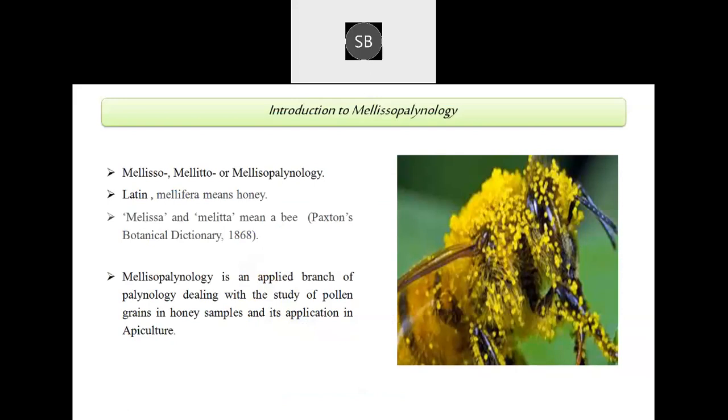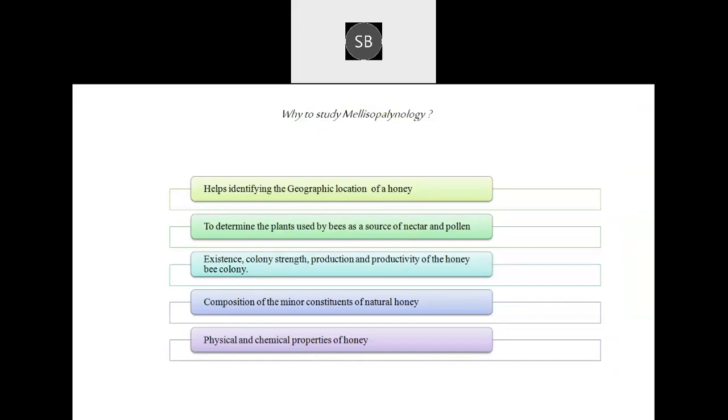Next slide, ma'am. As we know, palynology is the study of pollen grains and spores of algae, fungi, bryophytes and pteridophytes. There are various branches of palynology and one of them is melissopalynology. Melissopalynology is an applied branch of palynology that deals with the study of pollen grains found in honey samples and its wide application in apiculture. Next slide, ma'am.